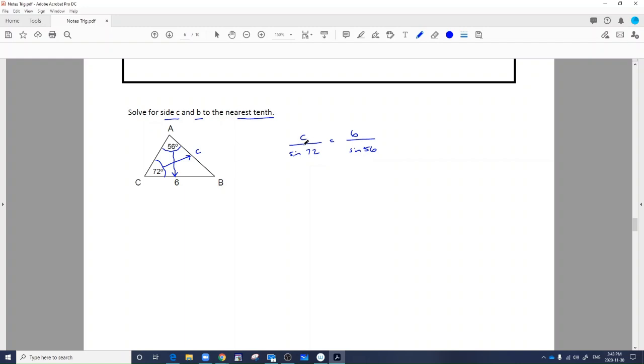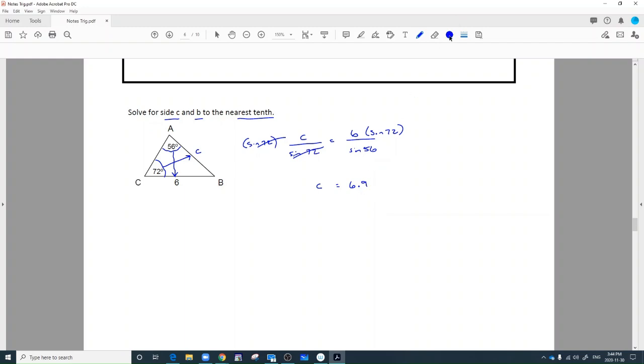So using this proportional statement, I can now solve for side C. And by setting this up with my unknown on the top, it's really easy to solve. All I have to do is multiply both sides by the sine of 72. So I'm going to plug into my calculator 6 times the sine of 72 divided by the sine of 56. Depending on how your calculator works, you might want to type 6 times the sine of 72 equals, and then hit divided by the sine of 56. It should know where to put the brackets, but if it doesn't, just be careful. So to the nearest 10th, you should find that side C is 6.9.